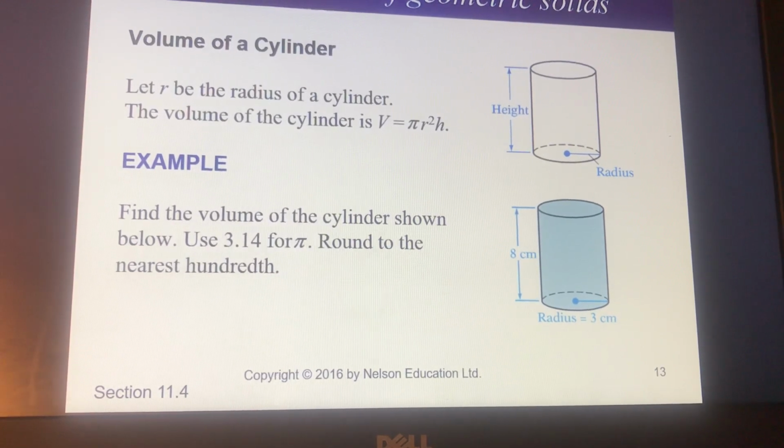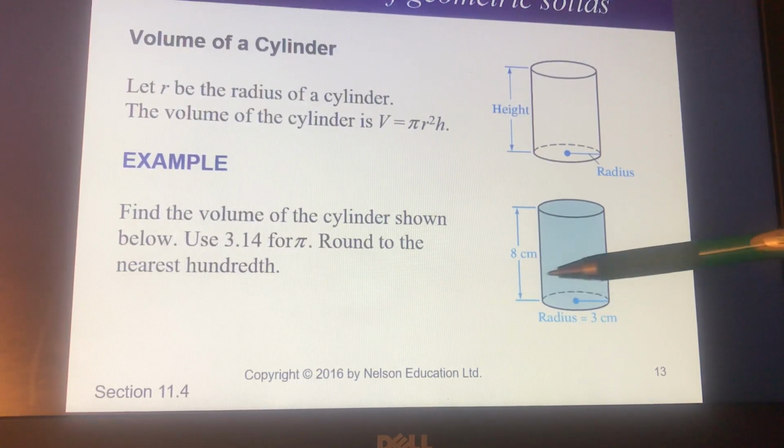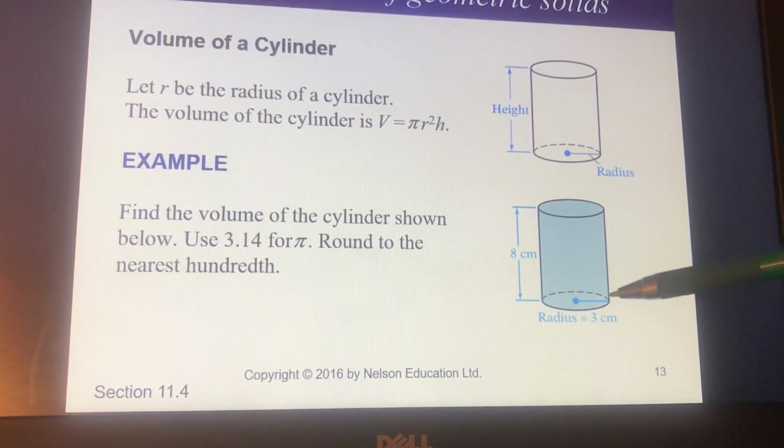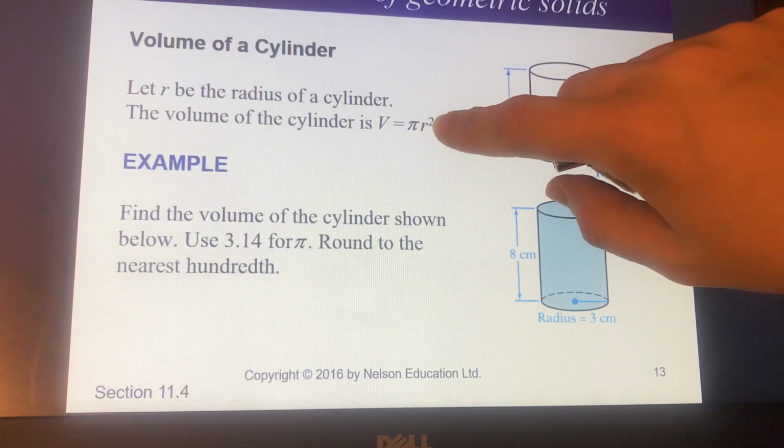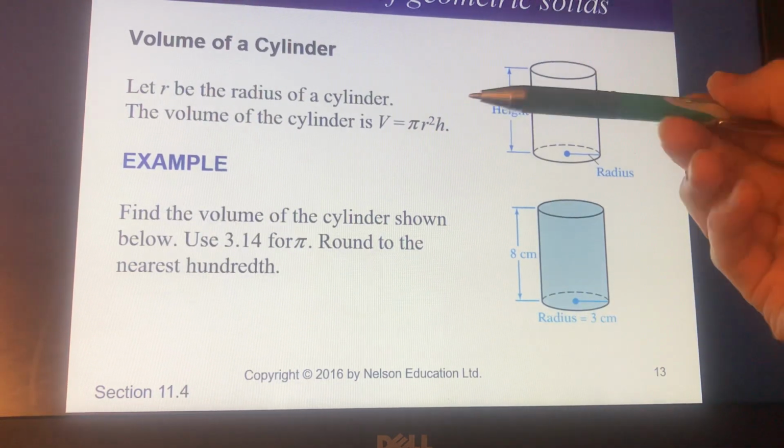solid. Volume of a cylinder. A cylinder is pretty much the cup that you're using. Some pencil cases are like that, right? So what you're going to see is that they're sitting at their base, and their base has a radius, and then they have a height. The formula for them is pi r squared. Do you recall what pi r squared was? Area of a circle, right? Area of the base times the height.